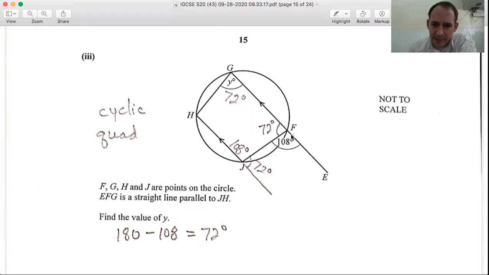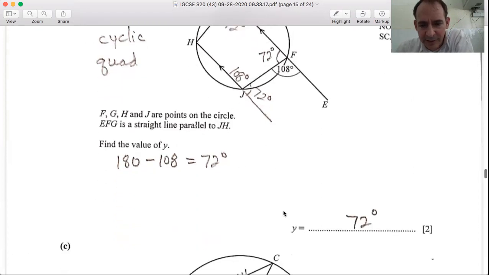So two parallel lines cut by a transversal means this angle is equal to this one over here, which also means this one is equal to that one, or just subtract 180 minus 72 is 108. Now, because this is a cyclic quadrilateral, opposite angles add up to 180. So 180 minus the 108 gives you 72 for the value of y.